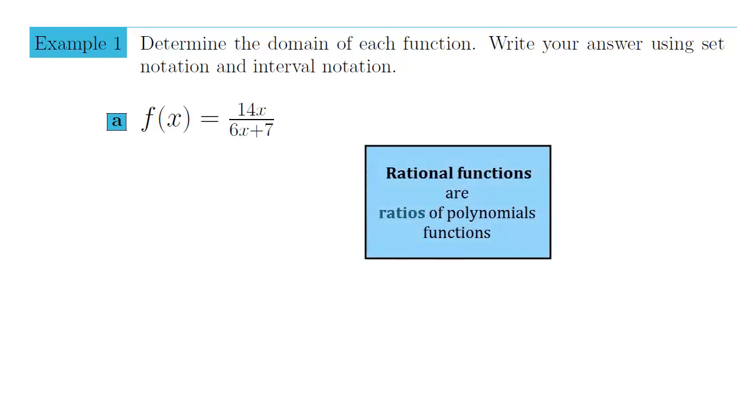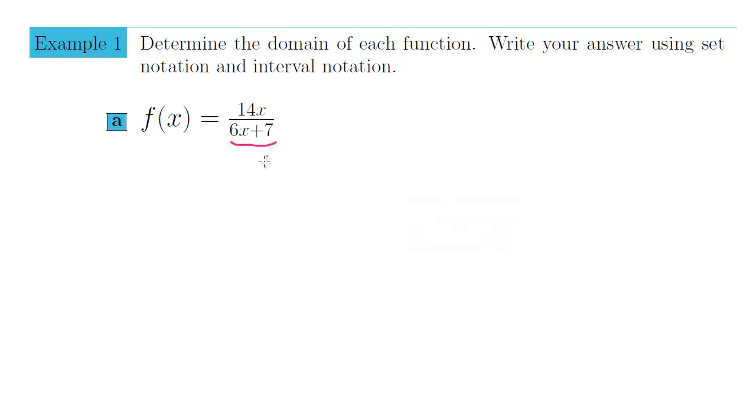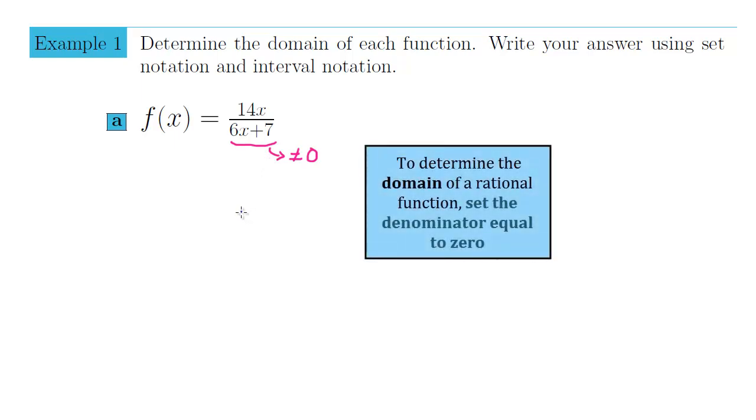Recall, rational functions are ratios of polynomial functions. And in order to determine the domain of a rational function, we want to focus our attention on the denominator. When you have a fraction or a ratio, you know that the denominator cannot be 0, because when it is 0, the whole expression is undefined. So in order to determine the domain of this function, we will take the denominator, 6x plus 7, and we will find all values of x that would make this denominator equal to 0.